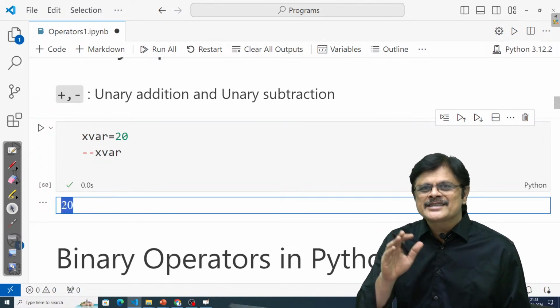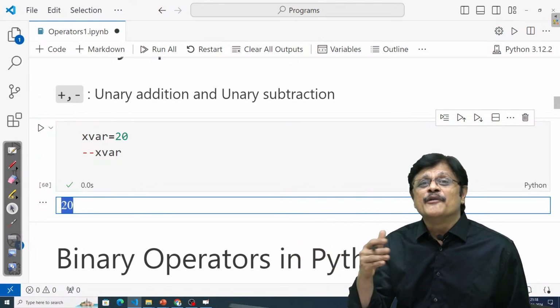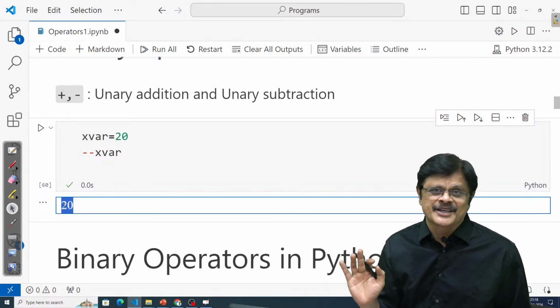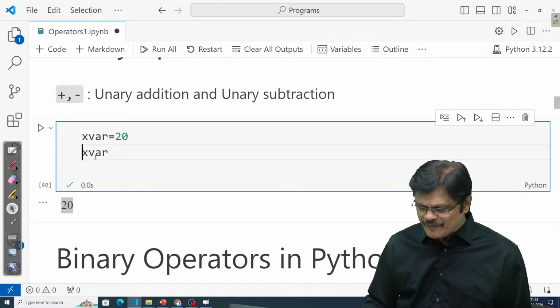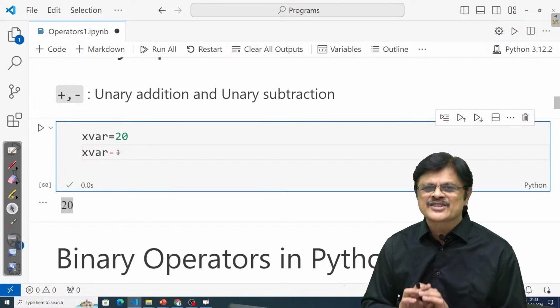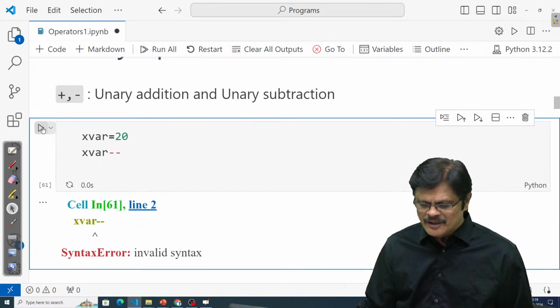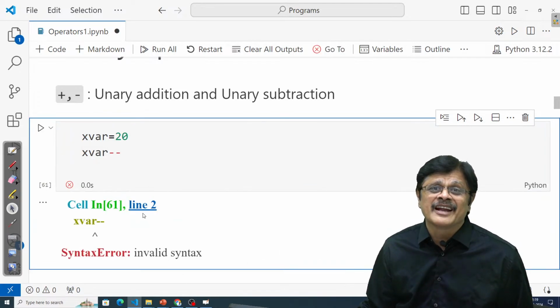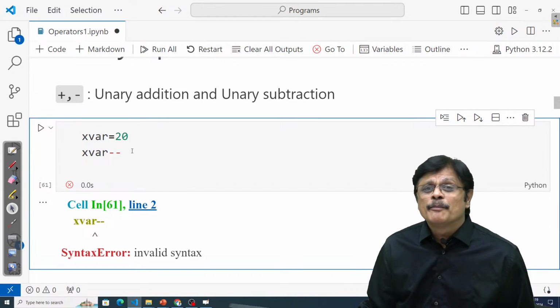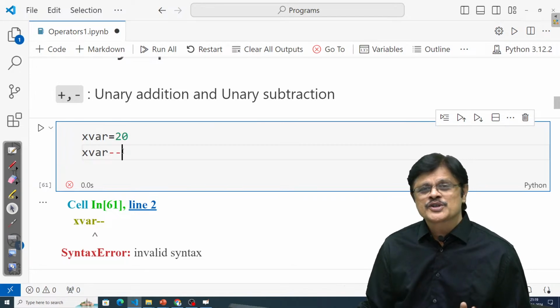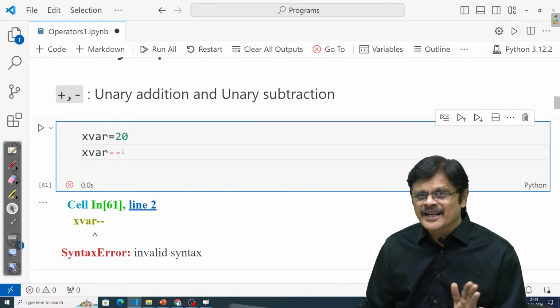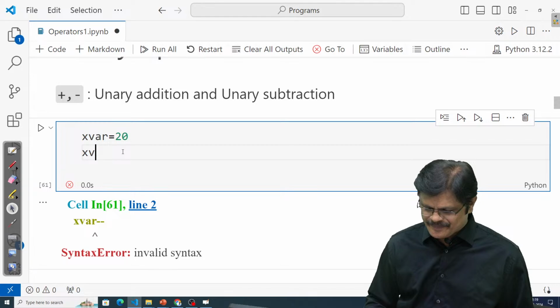So don't write this plus to the right of the variable or the literal or an expression. It has no meaning, sir. For a variable, if you write this plus or minus towards the right, it has no meaning. It will simply tell you to check your syntax. It is an invalid syntax because there is no postfix or prefix operator. Postfix and prefix operators are not there in Python. Please note that. Is that clear?